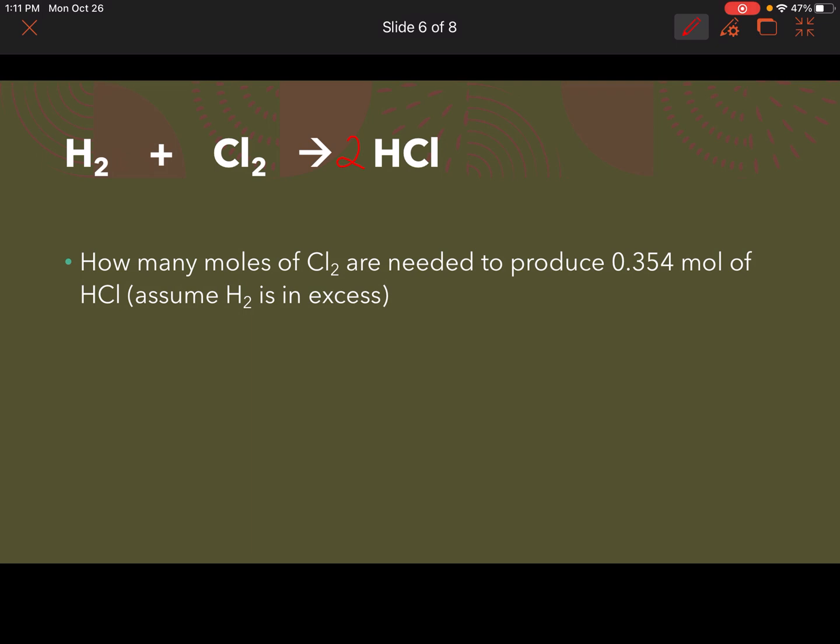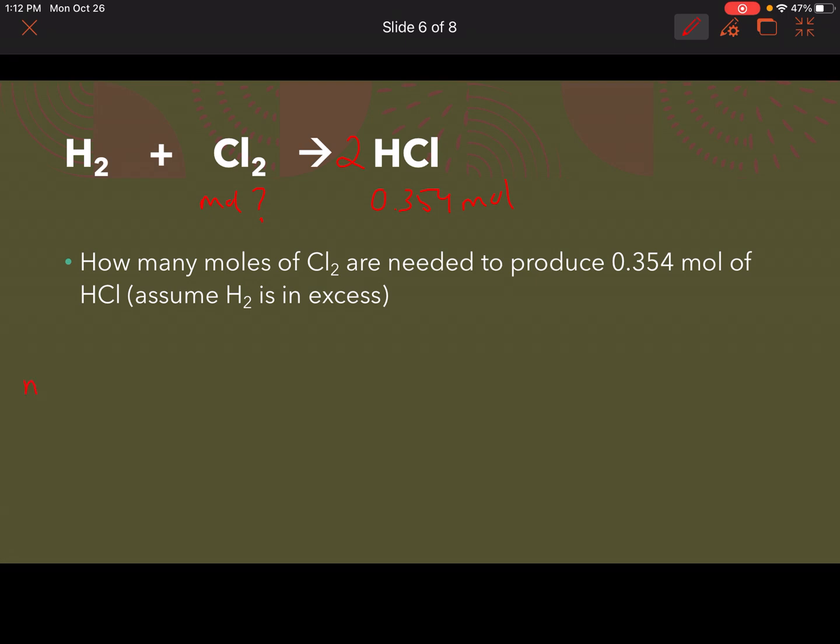So how many moles of Cl2? Moles Cl2 is my question mark. That's what I'm looking for. And I want to produce 0.354 moles of HCl. Now it says here, assume H2 is in excess. What that means is that you've got lots of H2, you don't need to worry about it. So don't even factor it into your question here.